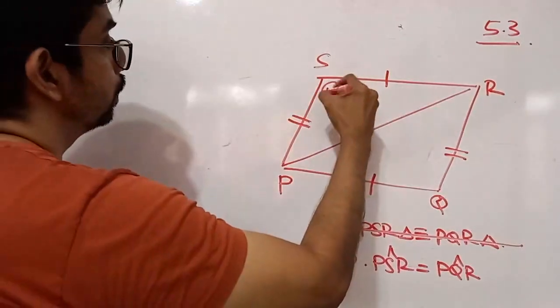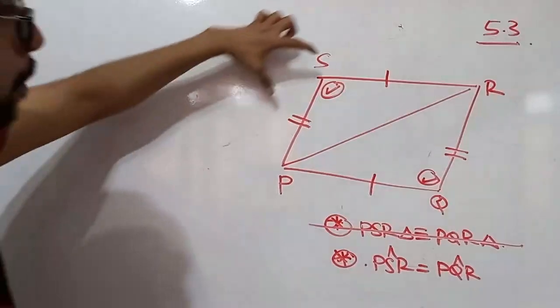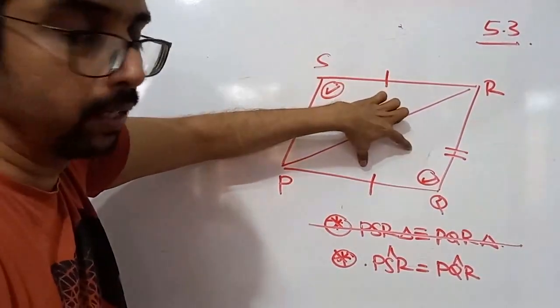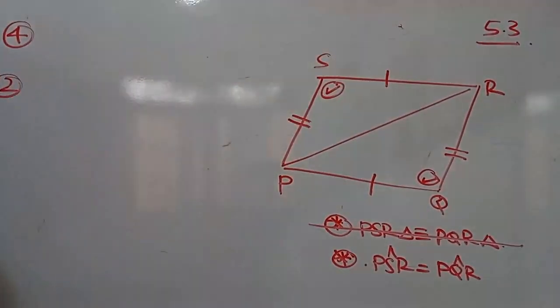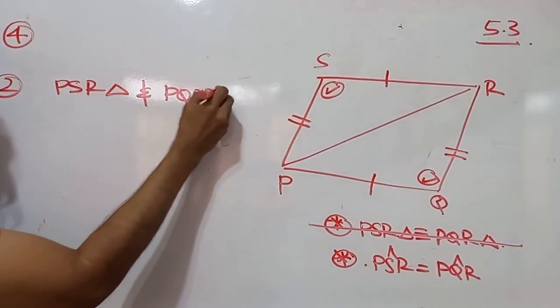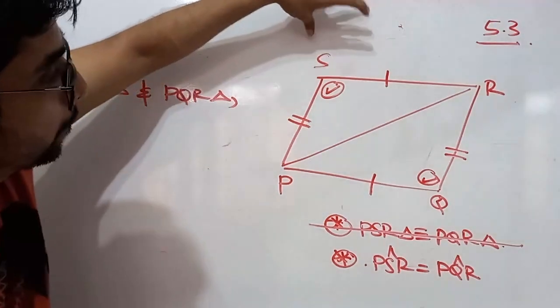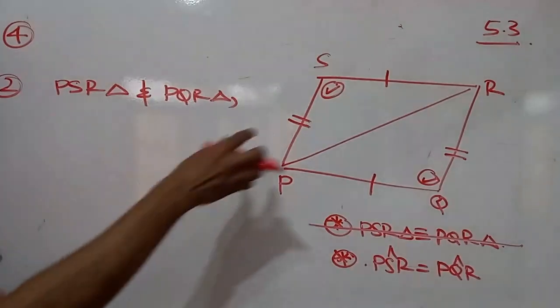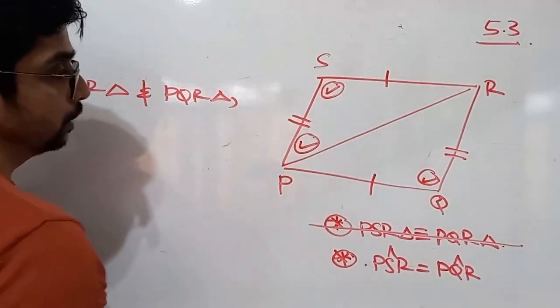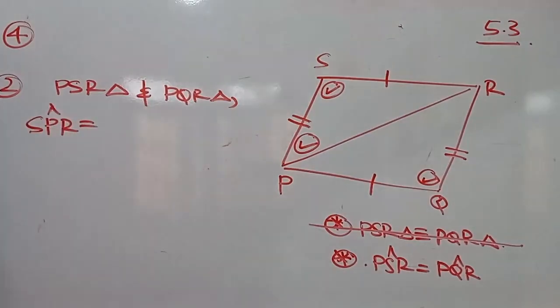Right. So this is PSR angle, this is PQR angle, right? In the first part we proved that what? PSR triangle is congruent to PQR triangle, right? So we will write down the corresponding elements. So PSR triangle and PQR triangle. Okay. So we will write down the corresponding elements. Right, so the corresponding elements are what? 3 angles, no? Right. So if we take what? SR side. What's the opposite angle to SR? This. Okay, so we will write it as SPR angle.